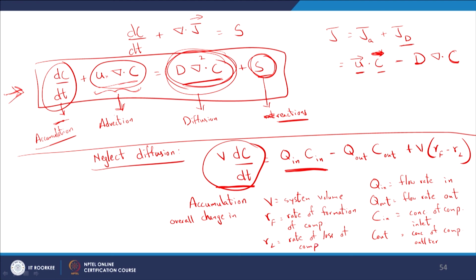So, again what do we have? Q in is the flow rate coming in at the inlet, C in is the concentration of your compound at the inlet, Q out is the flow rate going out of your system, and C out is the concentration of compound at the outlet, V is the volume of the system, RF is the rate of formation of your compound, and RL is the rate of loss of your compound. So, let us see in great detail what these are about.